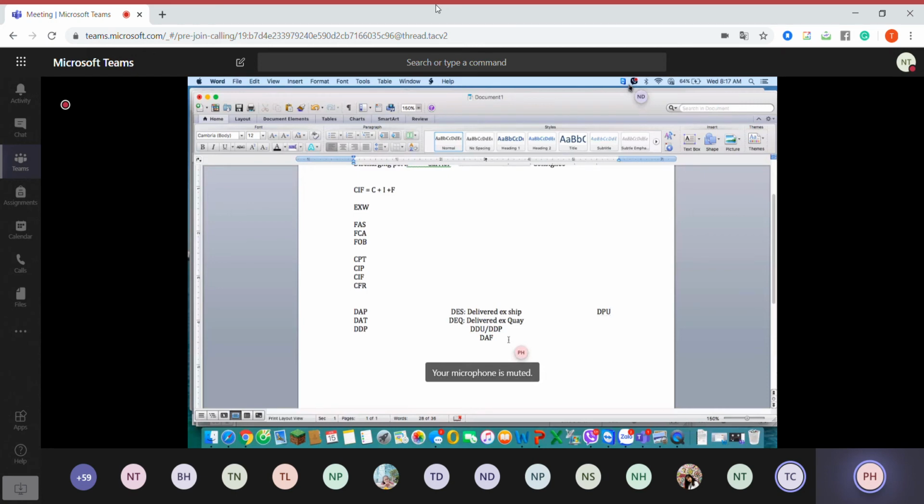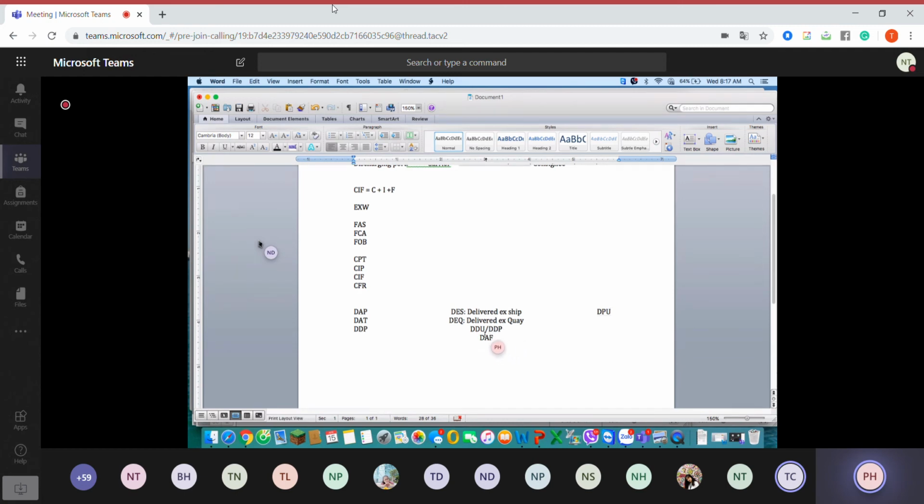And for the DDU and DDP from Incoterms 2000, we can see that the only difference between DDU and DDP, which I mentioned previously, is the obligation to pay the import tax in order to import the goods into the buyer's country. So that's not a big difference. That's why in the Incoterms 2010 version, they changed that. They deleted DDU and only kept DDP.